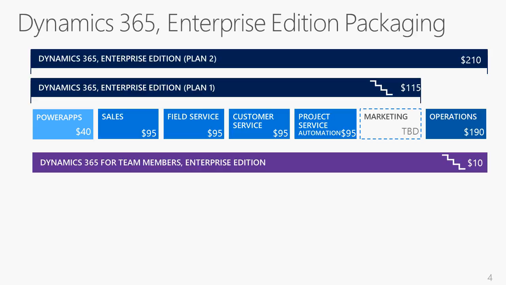But you can see here that the Dynamics 365 Enterprise Edition Plan 1 is $115 for that particular plan, but it includes everything underneath it: Power Apps, Sales, Field Service, Customer Service, Project Service Automation, and Marketing as well. If we add on that operations piece, which could be purchased separately for $190, you can complete Plan 2.